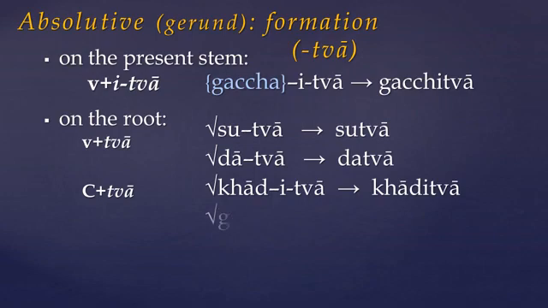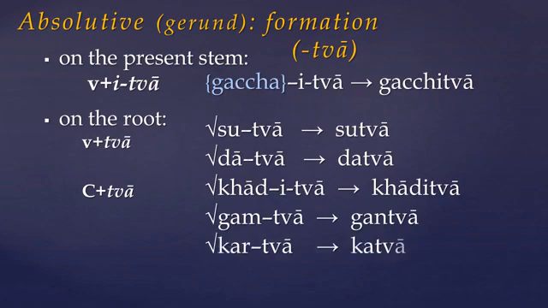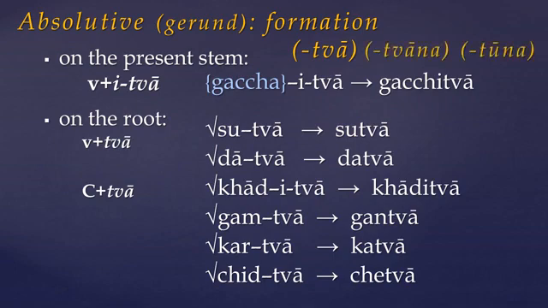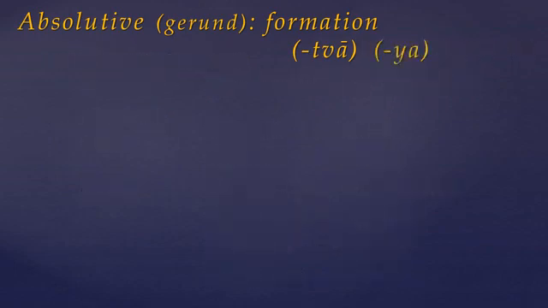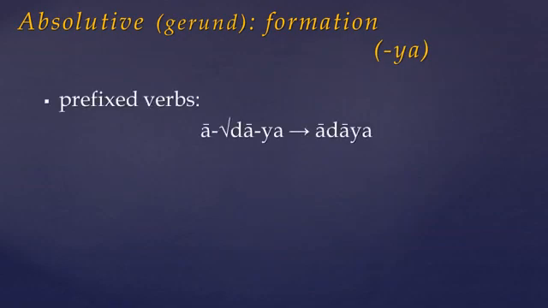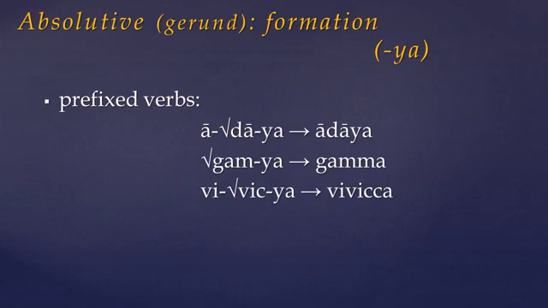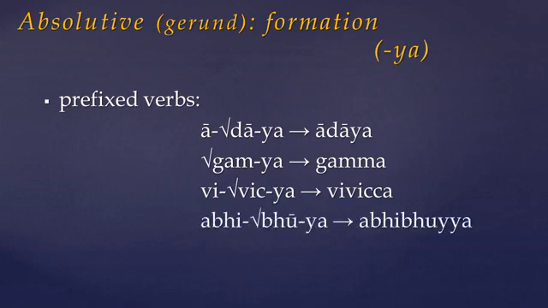The initial t of tvā may assimilate, but on occasion the final consonant of the root is dropped before tvā is applied, and in this case the root vowel is often strengthened. There are also a couple of archaic forms that you may come across, and these follow pretty much the same pattern. Now the suffix ya is mostly added to verbs that have prefixes, and the initial y sound often assimilates, which may result in a doubling of a consonant, and so is sometimes difficult to recognise because of this assimilation.